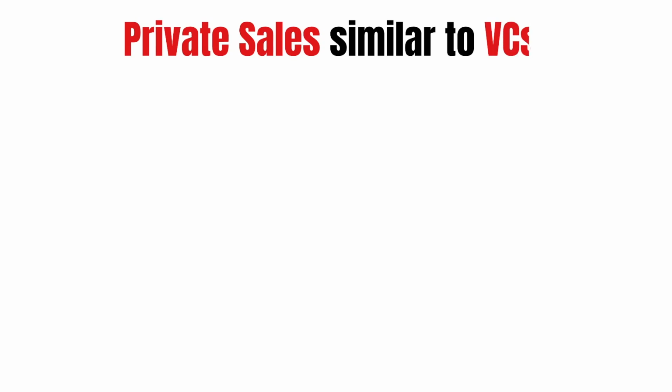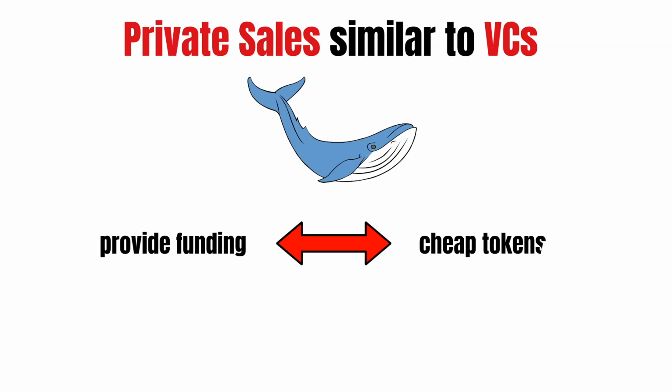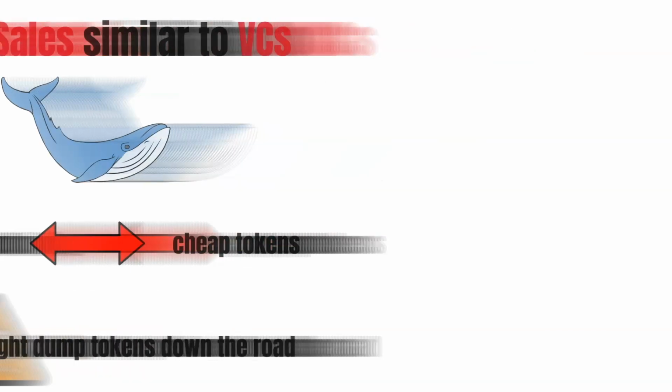Private sales are similar to VC allocations. Typically, they are large investors who provide funding in return for cheap tokens. Again, you do not want to see a huge allocation to private investors, because if they hold many tokens and get in at low prices, they are most likely to dump on you and me further down the road.